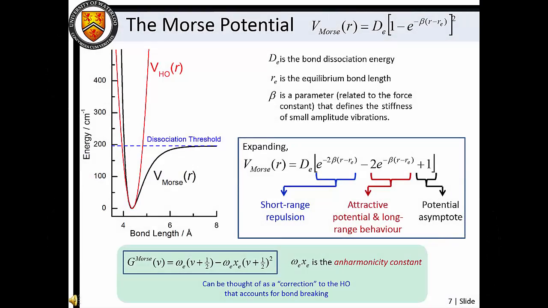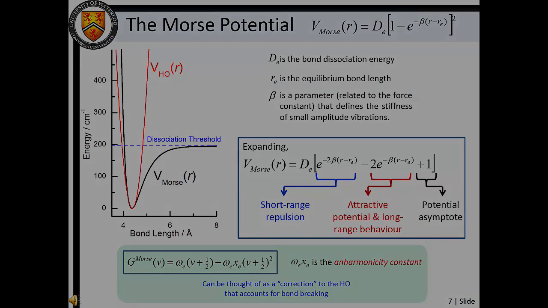A commonly used anharmonic potential model is the Morse potential. This analytical function incorporates a long-range potential energy asymptote to account for bond dissociation. Quantum mechanical treatment using the Morse potential results in a description of vibrational energies that resembles the harmonic oscillator result, but corrected with an anharmonicity constant, which results in a decreased level spacing with increasing vibrational quantum number.